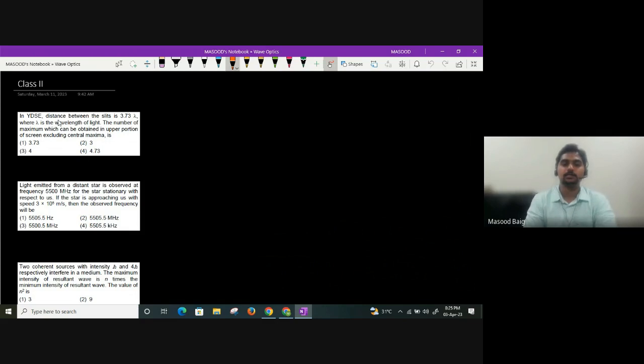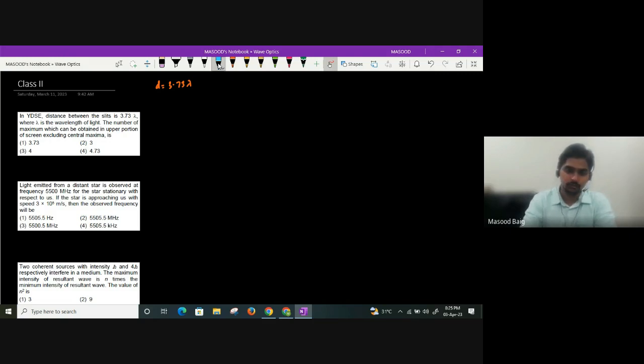Yes. So what they have given is, in Young's double slit experiment, the distance between the slits is 3.73 lambda. So d value is given as 3.73 lambda, guys. They're asking what is the number of maxima that can be obtained in the upper portion of the screen, excluding the central maxima. Now, how to find maxima and minima, I'll tell you.